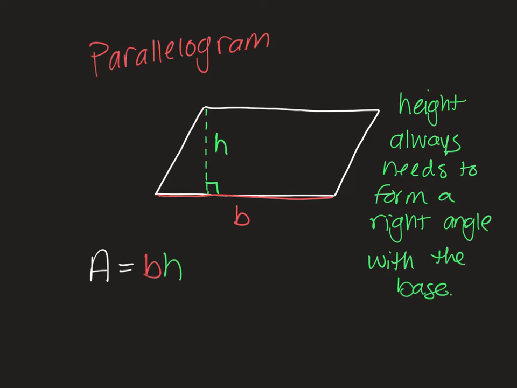So if you think about it, a parallelogram is basically just like a rectangle. See this triangle here on the end? If you cut it off and move it over here between the green lines, now you have a rectangle. And if you were to take some scissors, cut it off and put it there, it looks like a rectangle. That's why it's the same formula.